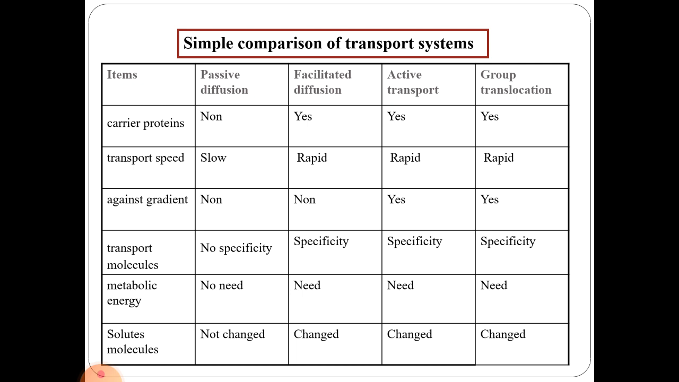translocation. Metabolic energy is required for facilitated, active and group translocation, whereas it is completely absent in passive diffusion. The solute molecules are not changed in passive diffusion while they are changed during the transport in facilitated, active and group translocation.